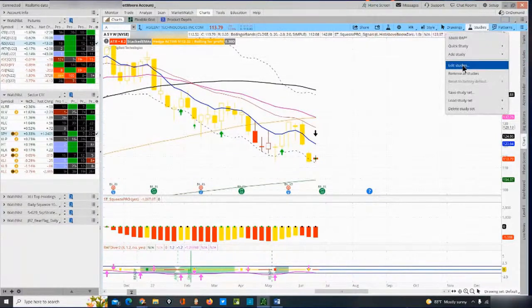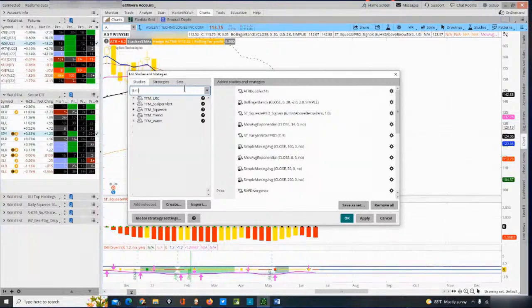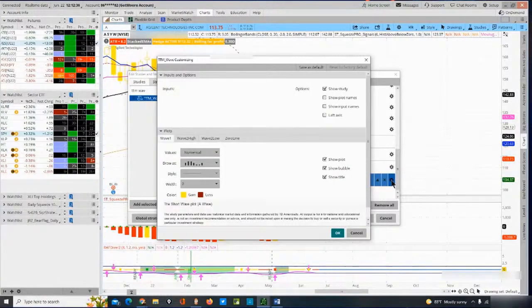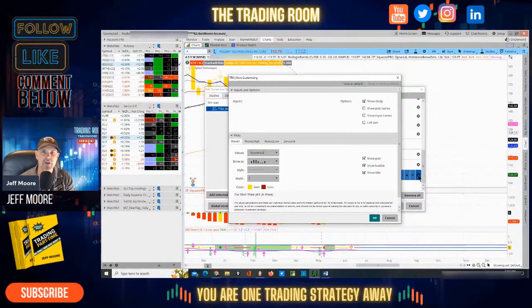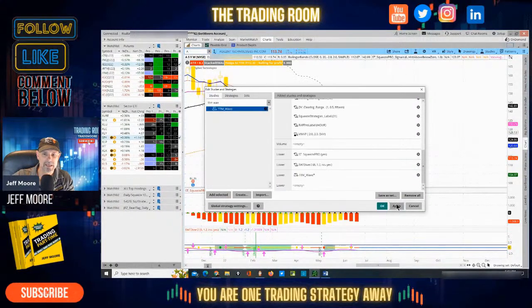Another way is you can go up here to your studies and look for the TTM wave, okay? The TTM wave is pretty cool. Within the one on TD Ameritrade, and I have a lot of videos on the TTM wave. I also have a complete squeeze course in my course where I talk about the wave. You've got the A wave, the B wave, and the C wave. What I'm going to do is remove the A and the B, and just focus on the C.